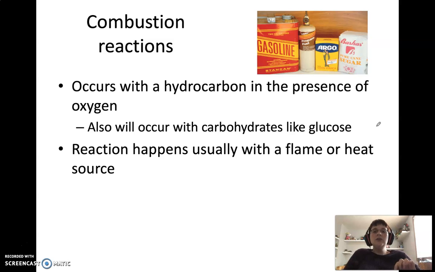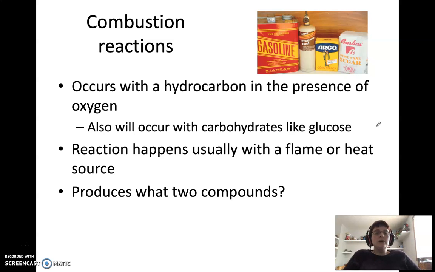The reaction usually happens with a flame or heat source. There are a few that don't require a flame or heat source, but that's rare. Most of these require some sort of ignition source in order to start the reaction. So think about it like gas cans don't just spontaneously ignite. They need some sort of heat source or flame in order to get them going.